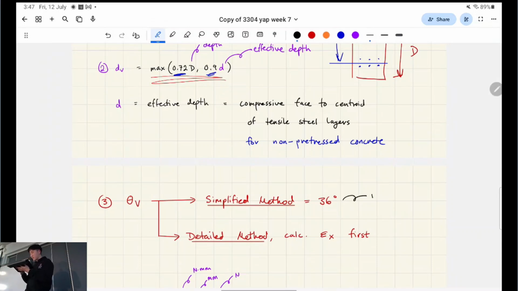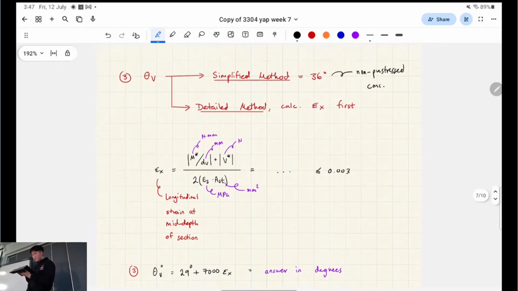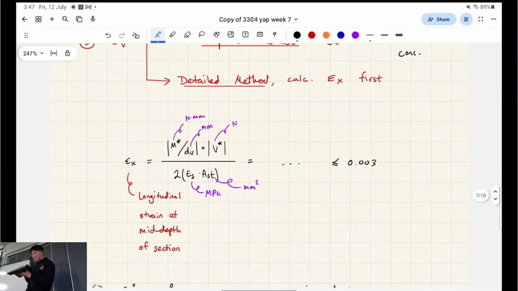This way only works for non-pre-stressed concrete. So if you do go on to do pre-stressed concrete as an elective, you have to learn the other way. There's no way around it, right? So this is like the detailed method, right? This is already shortened. So if you look in the AS3600, this is like a really long formula. It's longer than this.